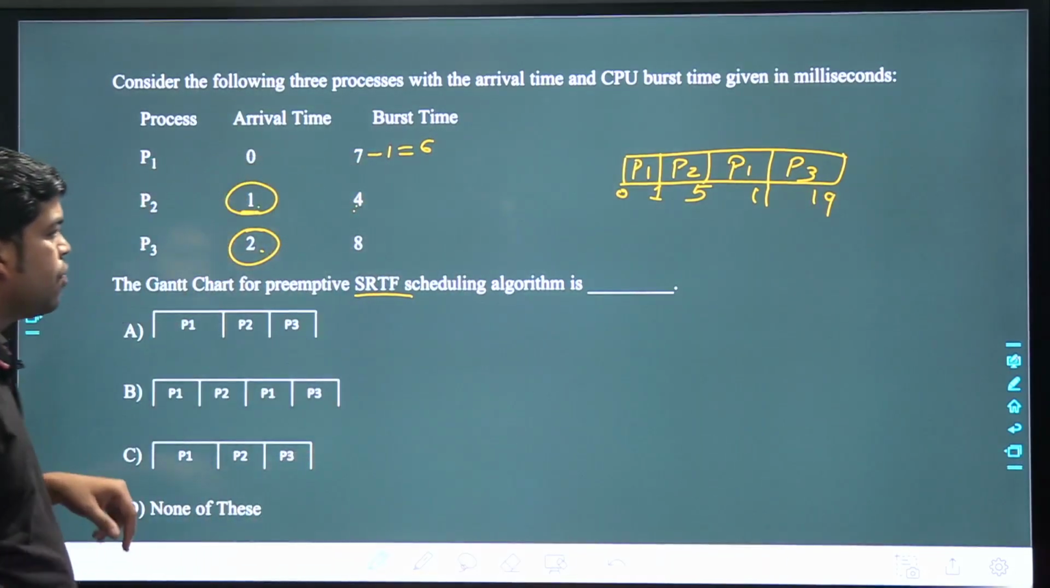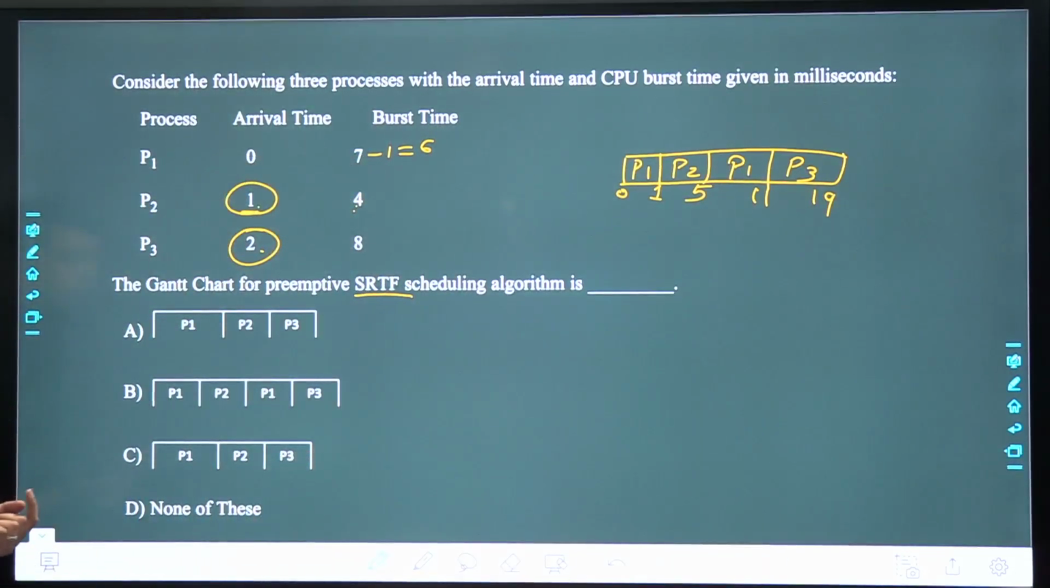Got it? Here we just need to check the order: P1, P2, P1, P3. So, option B is correct. P1, P2, P1, P3. Got it? So, B is the right answer. That is a very easy question.